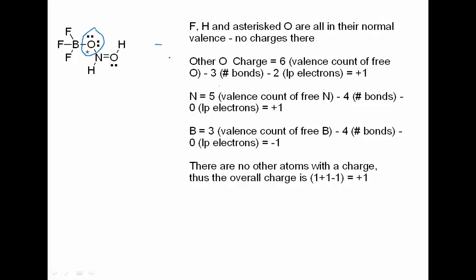Okay, so this oxygen right here has a net charge of +1: 6 minus 3 bonds minus 2 lone pair electrons. The nitrogen also has 4 bonds, and its charge is +1. The boron has 3 as the valence electron count. It's got 4 bonds and no lone pairs, so it ends up being -1. There are no other atoms with a charge, thus the overall charge on this molecule is +1.